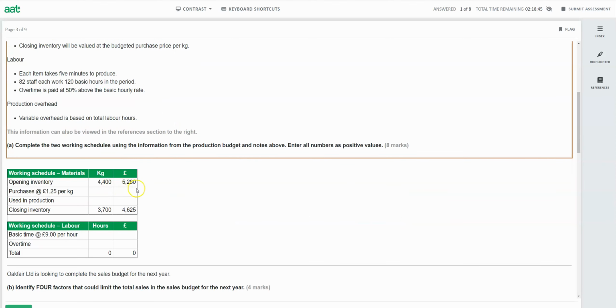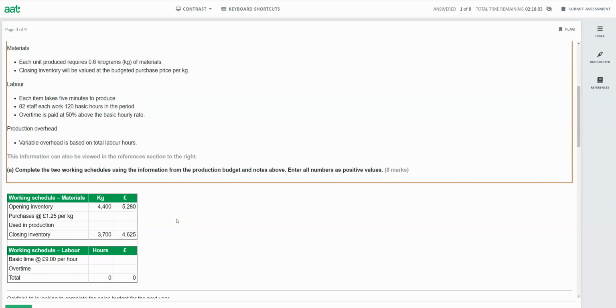Okay, now we have two workings here. One for the materials and one for the labor. So let's try to do it. The first one, we can see we have an opening inventory. That's for the raw material only. That's not for the closing or the complete product. Remember that this is only for the material. So the material shows opening inventory 4,400 and the price 5,280. The purchase is 1.25 per kilo. We don't know how many kilograms we have to buy. We need to calculate it. Then used in the production, and closing inventory, and this is again only for the material. Then we have labor: basic, overtime, and the total. Let's do the first one first.